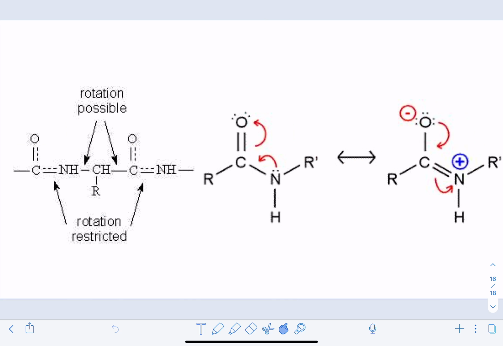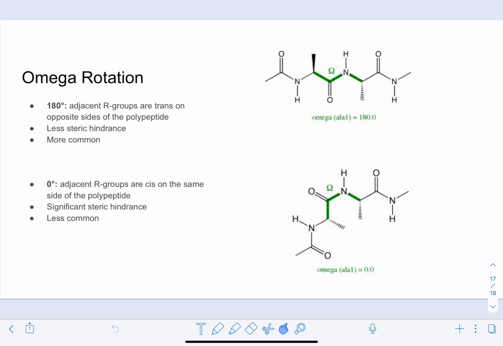So because of this, the rotation angles around the peptide bond are restricted to being either 0 degrees or 180 degrees. What this means is that the R groups or side chains on adjacent residues are either facing toward each other or away from each other. This rotation about the peptide bond is called an omega rotation. So in this case, an omega angle of 180 degrees indicates that the adjacent R groups are trans or on opposite sides of the polypeptide. So this reduces steric hindrance, which makes this 180-degree angle for omega rotation the most common angle.